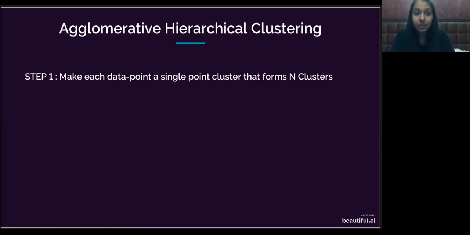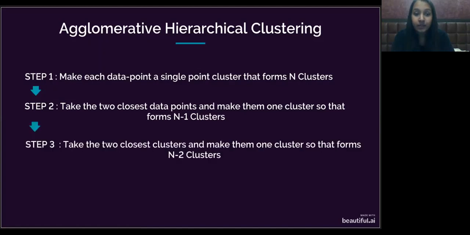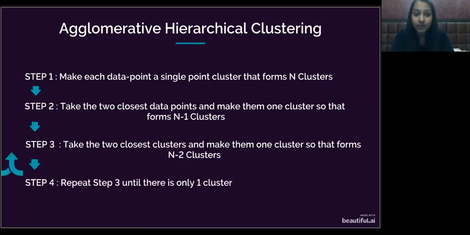The steps in agglomerative hierarchical clustering are: the first step is to look at each data point as an individual cluster. The second step is to take the two closest data points and combine them into one cluster, and that forms n-1 clusters. Then we repeat step 3 until there is only one cluster. That is, again take two and make them one cluster. So just keep repeating step 3, combining points into bigger and bigger clusters, until there's only one huge cluster left, and then the algorithm is finished.